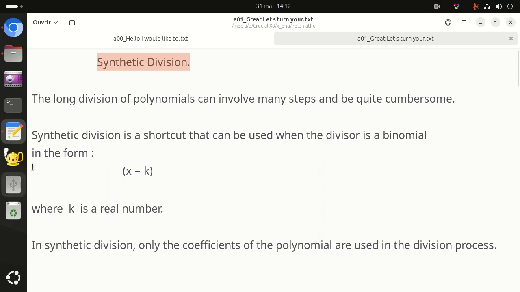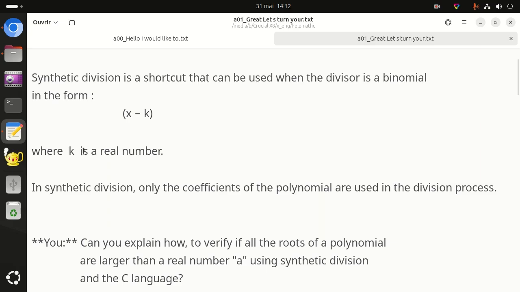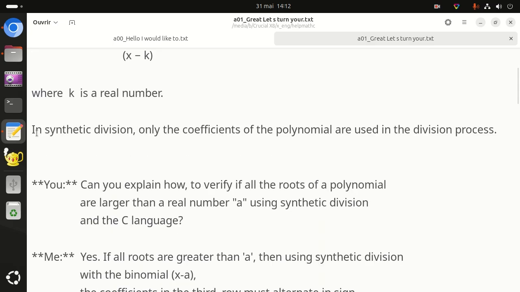Synthetic division. The long division of polynomials can involve many steps and be quite cumbersome. Synthetic division is a shortcut that can be used when the divisor is a binomial in the form x minus k, where k is a real number. In synthetic division, only the coefficients of the polynomial are used in the division process.